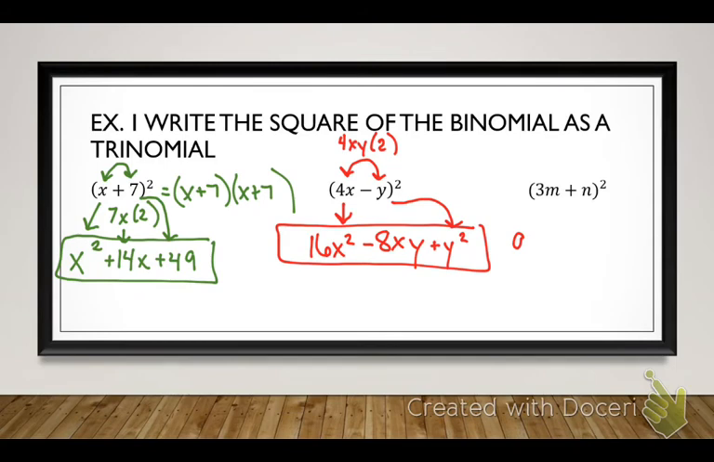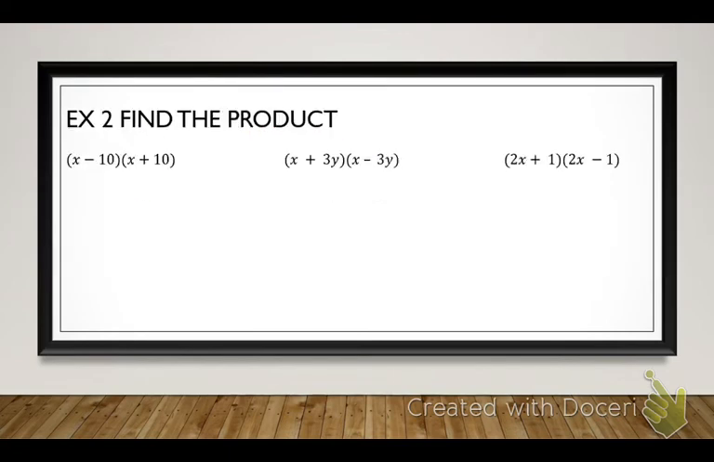Okay, so 9m squared plus 6mn plus n squared. Did anybody get that right? Did you guys get that? If you missed it, do you see where you missed? Do you see where you went wrong? Okay. So that's if you have one binomial being squared, which means it's the exact duplicate.